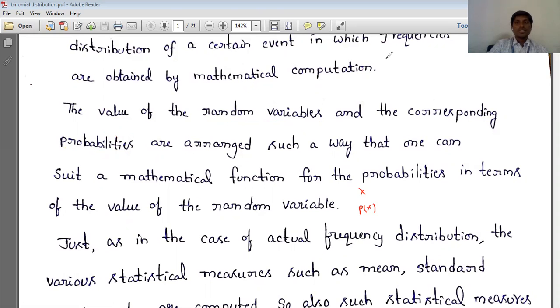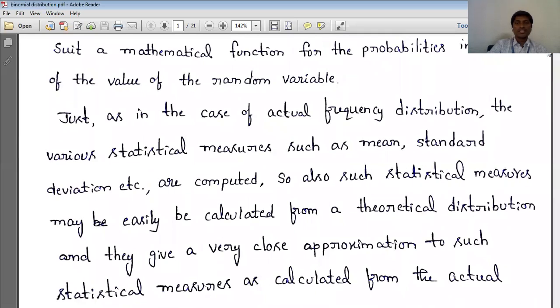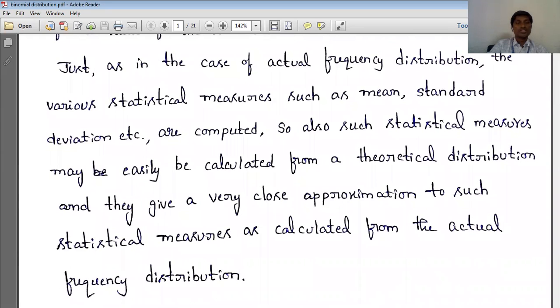Next, just as in the case of an actual frequency distribution, the various statistical measures such as mean, standard deviation, etc. are computed, such statistical measures are also easily calculated in theoretical distributions, and they give a very close approximation to such statistical measures as calculated from the actual frequency distribution. It means that already, at 10th class level, you know how to calculate mean, standard deviation and variance. So by using probability distributions we can also calculate those things.